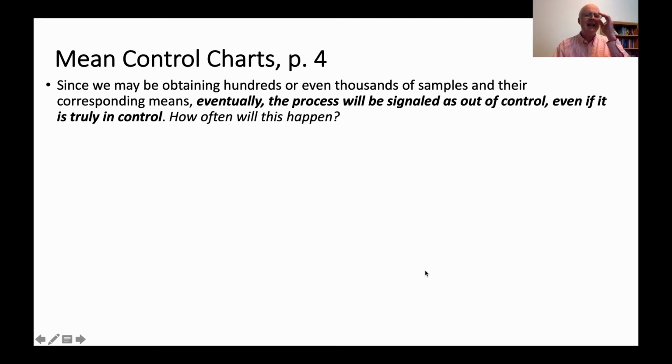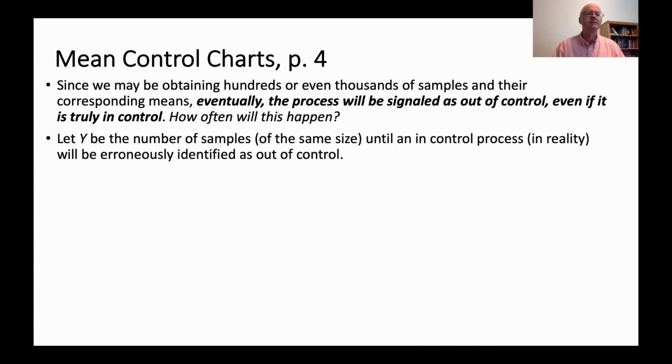Since we may be obtaining hundreds or even thousands of samples and their corresponding values of x bar, as we do this process and make the control charts, eventually it's a guarantee that the process will be signaled as out of control, even if it's truly in control. Okay, that's going to happen. When something has a small probability, it is unlikely to occur on any given trial. However, over many, many trials, say hundreds or thousands in this situation at least, it will happen.